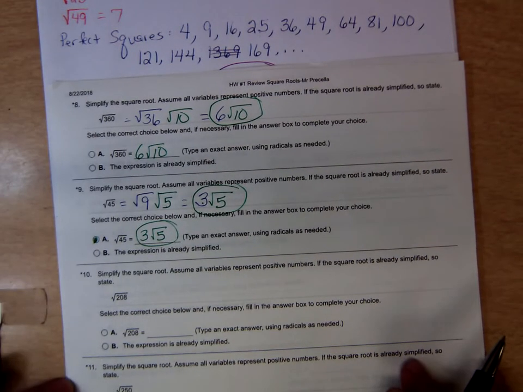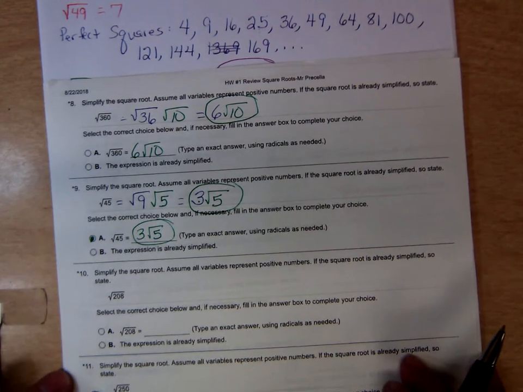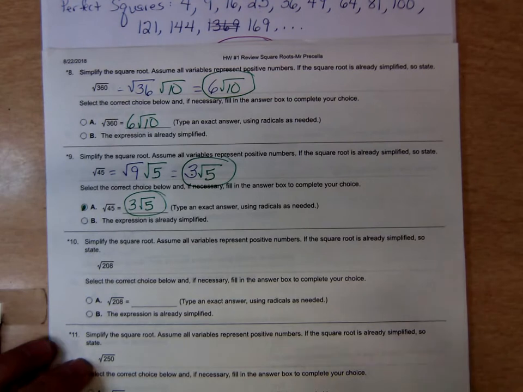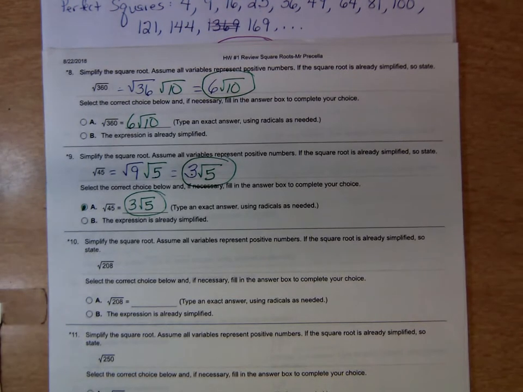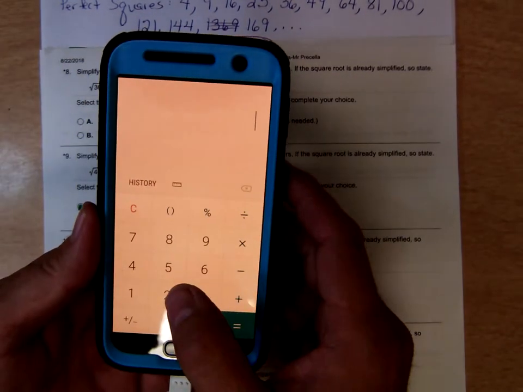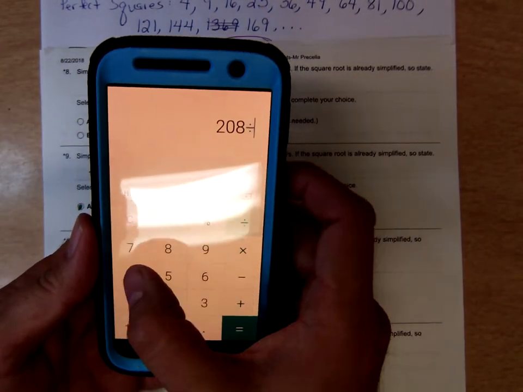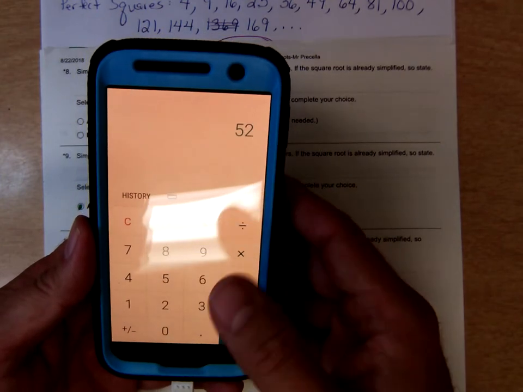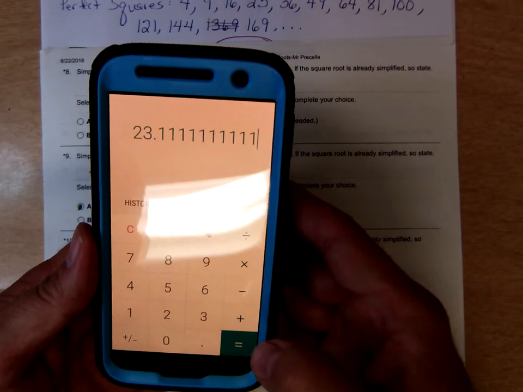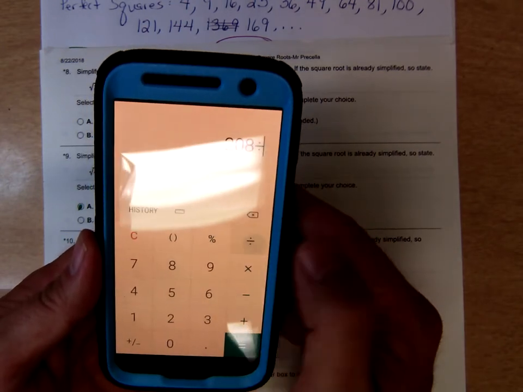Ooh, 208. Let's see. That's a bit larger. Maybe this is one of the ones where I want to use a calculator. Let me get my calculator. Clear. Okay, so 208. So I'm going to start. 208, well, divided by 4. Yeah, 4 times 52. I'm just going through. 9, no. Why am I saying no? That was a decimal number.